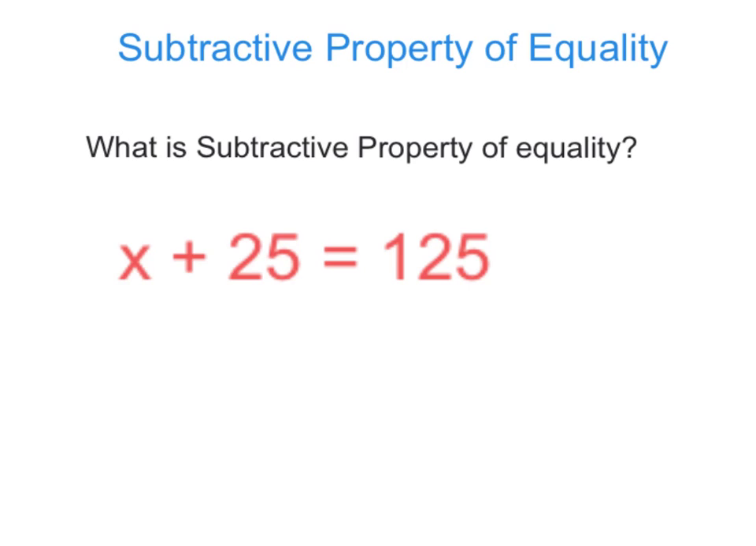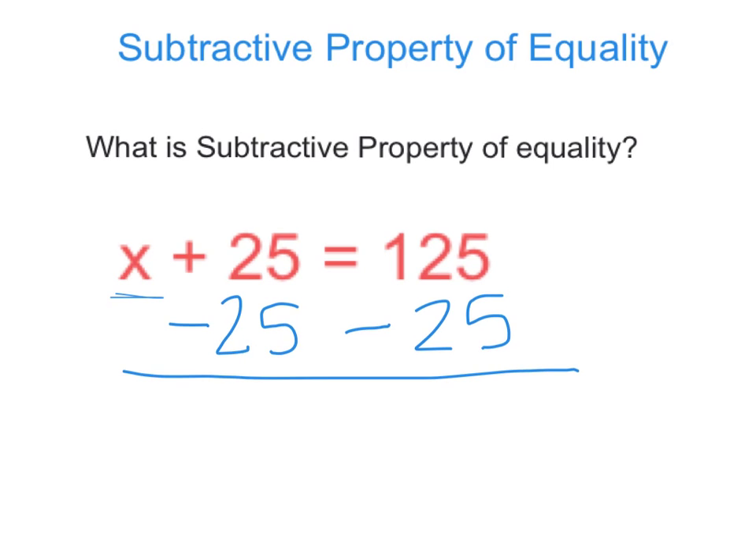When using the subtractive property, the goal is to get the variable by itself in the problem. x is the variable in this problem. In this problem, to get x by itself, we want to subtract 25 from both sides. Now that we have subtracted 25 from both sides, we'll bring the x down, and now we know that x equals 100.